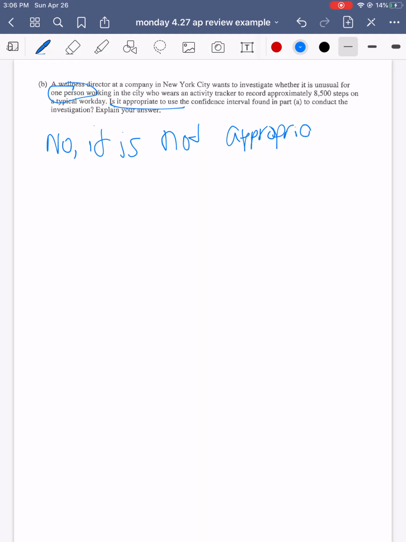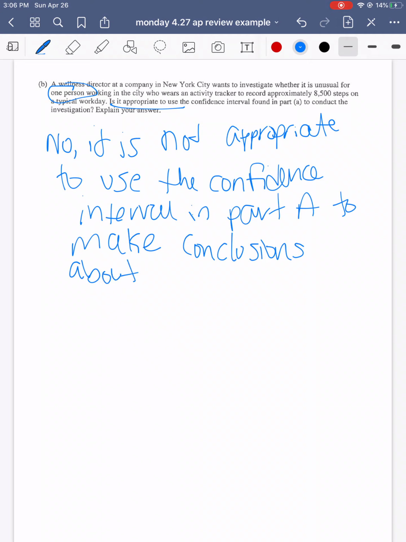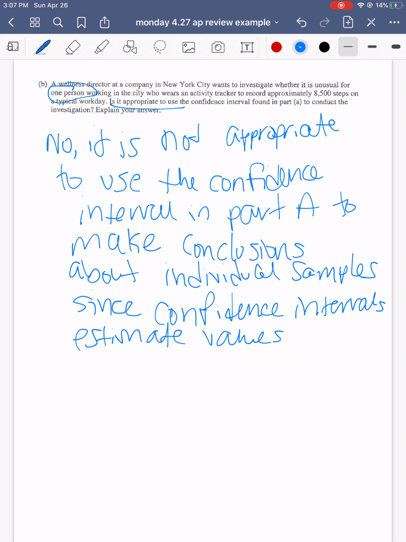to use the confidence interval in Part A to make conclusions about individual samples, since confidence intervals estimate values about the overall population.